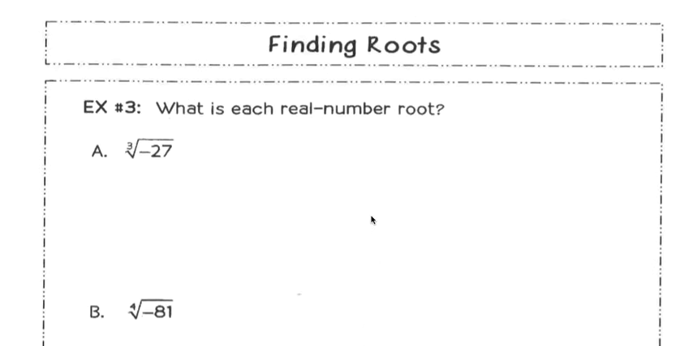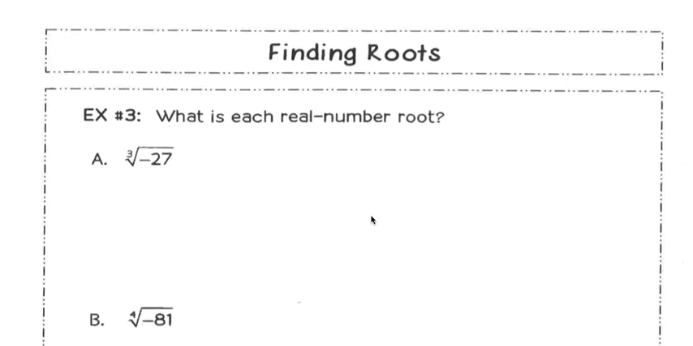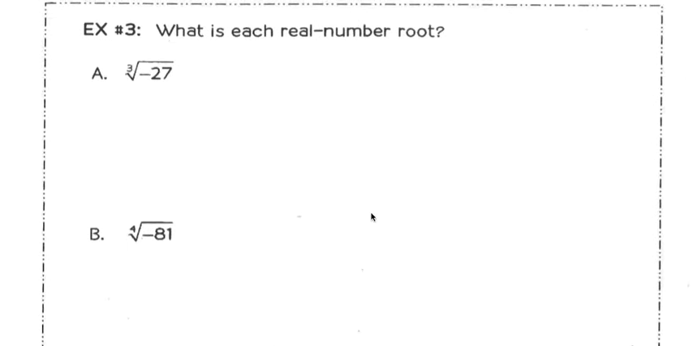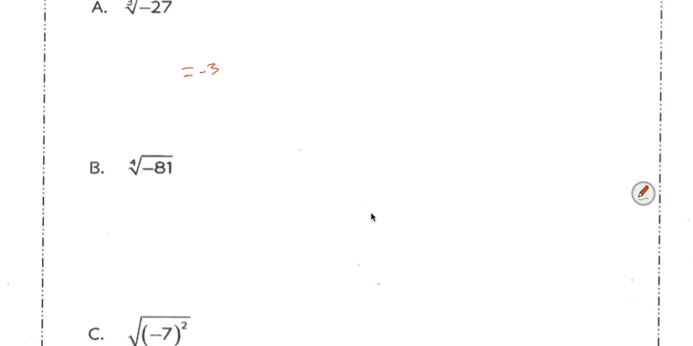Now just try each of these individually. Again, we are looking for each real number root. So if it's not going to be a real answer, just write no real root. Okay, cube root of negative 27. We can do cube roots of negatives. That would get us negative 3, because if we take negative 3 cubed, we get negative 27.